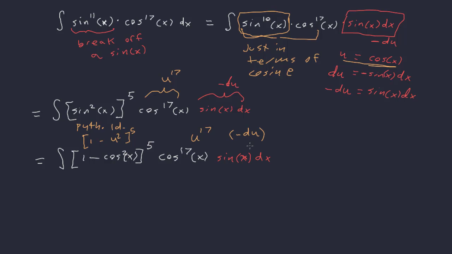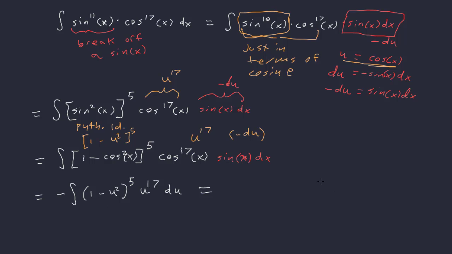So when I do this, I'm going to take that negative all the way out to the beginning. So we'll get negative the integral of 1 minus u squared all raised to the 5th times u to the 17th du. So that negative du, I just moved the negative outside just so I don't have to worry about it. Now we're going to expand this monster out.